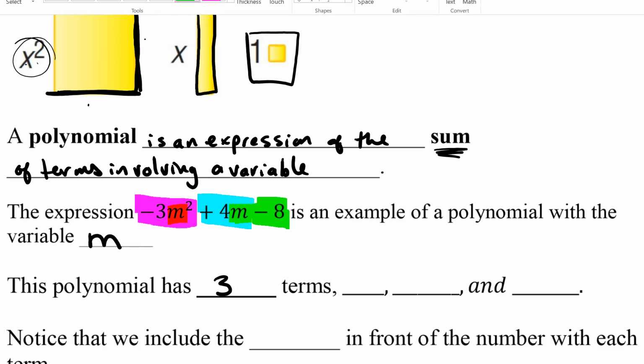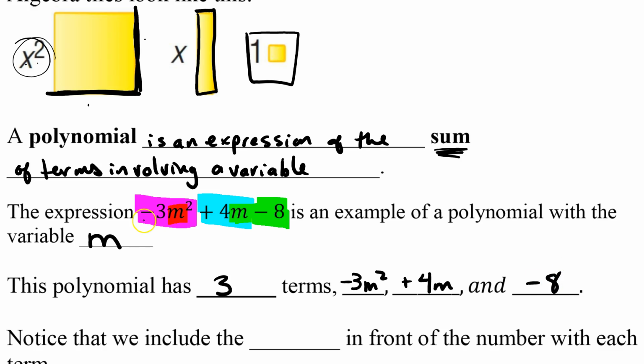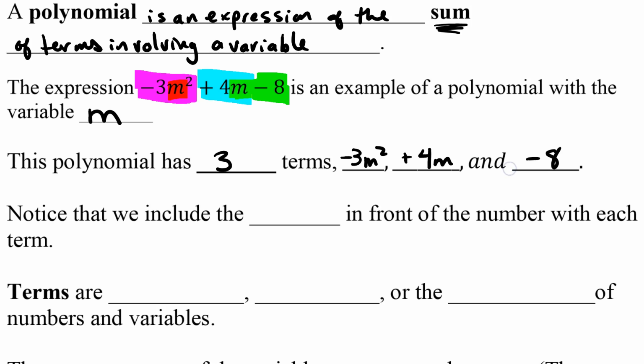So let's just record what our 3 terms are here. We have negative 3m squared. The next term is positive 4m. And the last term is negative 8. And again, when an addition or subtraction happens between 2 numbers, that's what makes the difference between terms. So you have to notice that we include the sign in front of the number with each term.